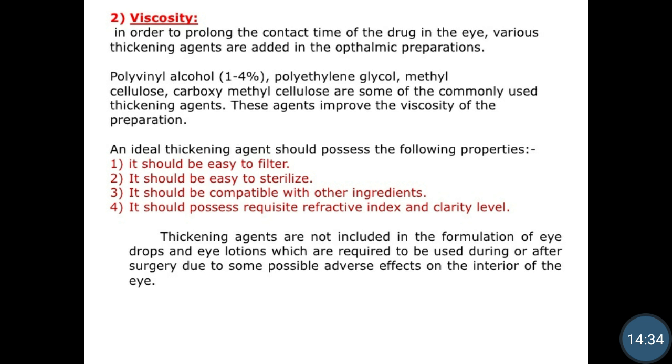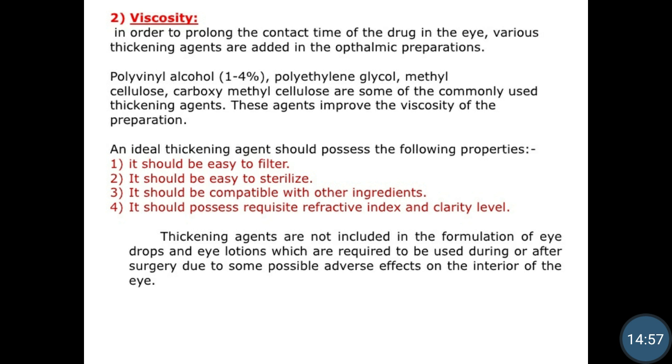Okay, after installation of eye drops or any other lotions or liquid ophthalmic preparation, as the surface of the eye is small, the eye drops or the eye lotion easily get overflowed from the eyes. So what happens is the drug gets washed out and the contact time of that drug is minimized.